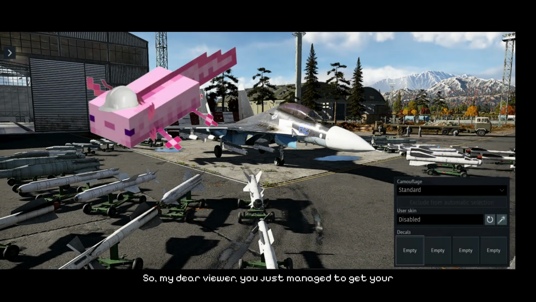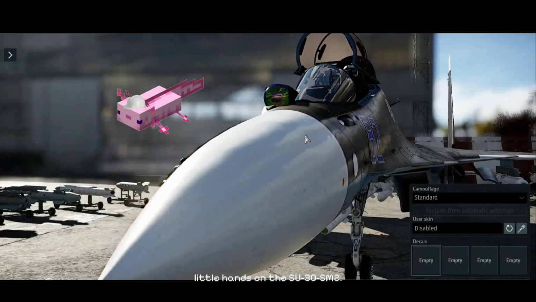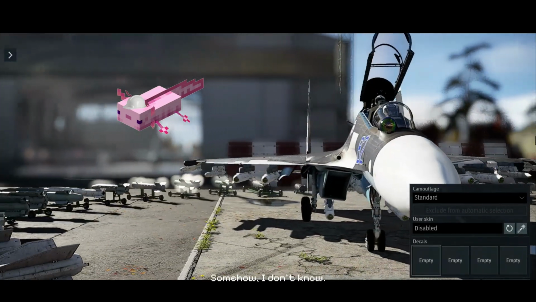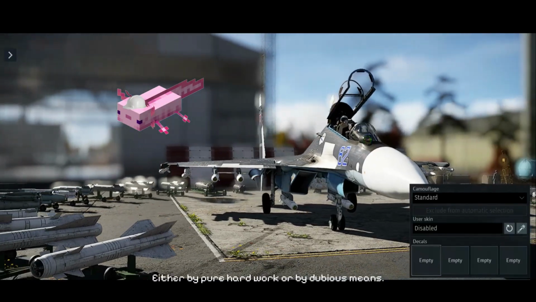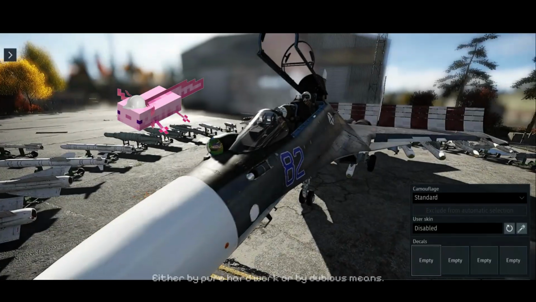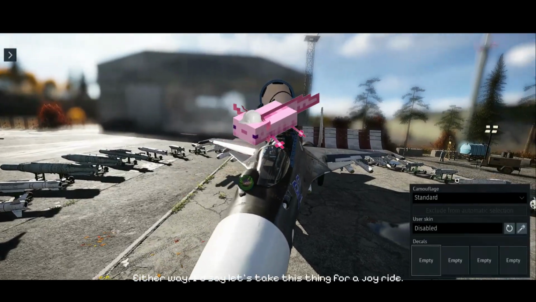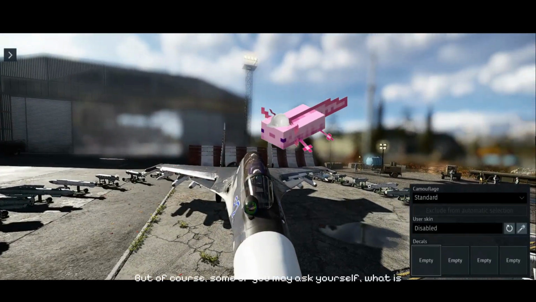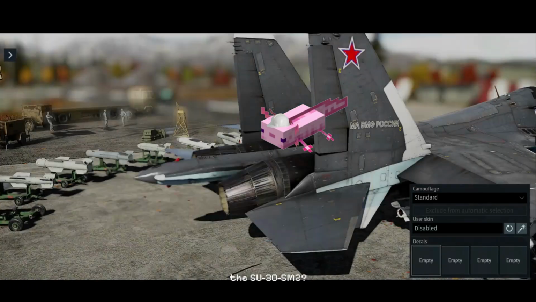So, my dear viewer, you just managed to get your little hands on the Su-30 SM2 somehow. I don't know, either by pure hard work or by dubious means. Either way, I'd say let's take this thing for a joyride. But of course, some of you may ask yourself, what is this Su-30 SM2?